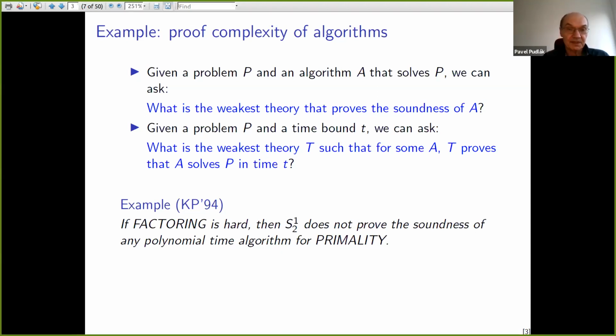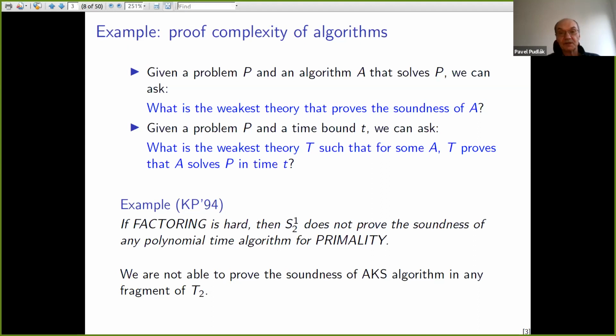Here's an example that appeared in our paper a long time ago. If factoring is hard, then the theory denoted by S12, which Sasha mentioned briefly, does not prove the soundness of any polynomial time algorithm for primality. So we are in the situation that we do know that there is a polynomial time algorithm for primality, but assuming a reasonable conjecture, S12 doesn't prove the soundness of this algorithm. So it's conceivable that there are algorithms that are so complex or tricky or use deep mathematics that they are not provable in weak systems of arithmetic or set theory.